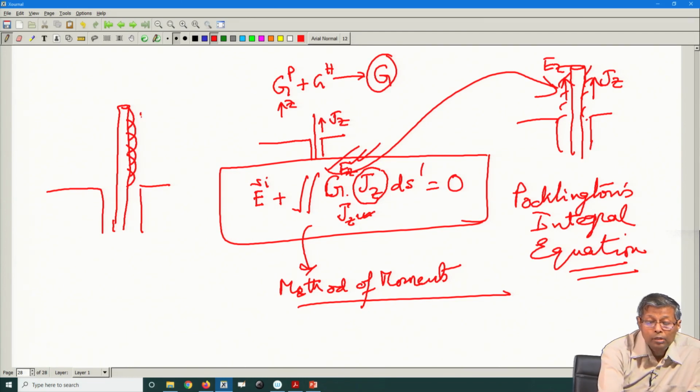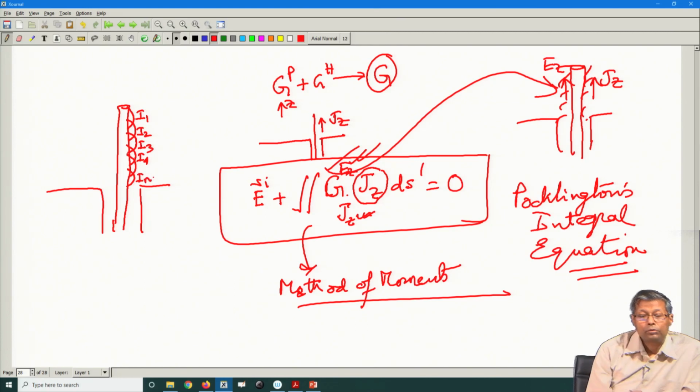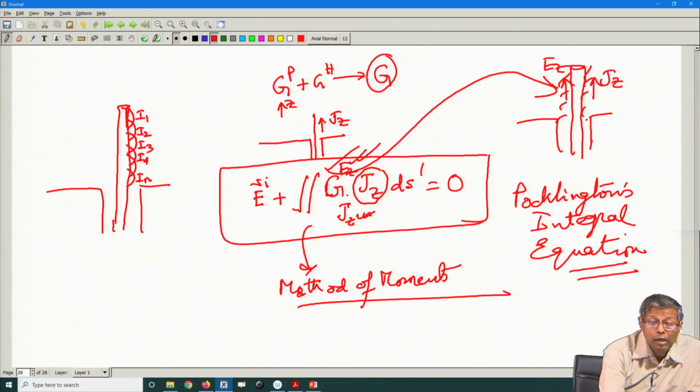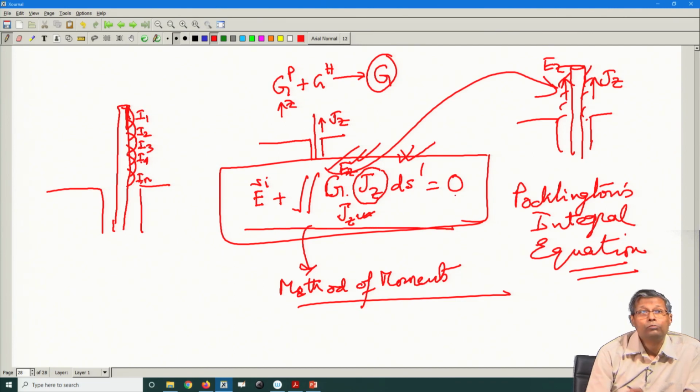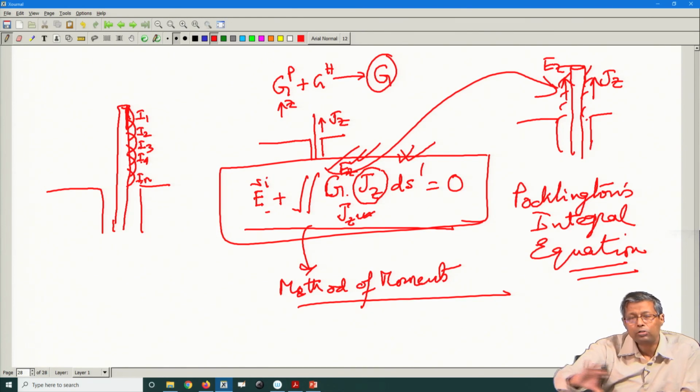So, we evaluate the unknown currents in each of these basis functions by applying the Pocklington's integral equation over each subsection. So, for this subsection, for example, the electric field due to the current I1 plus the electric field due to the current I2 plus due to I3 plus due to I4 plus the electric field due to the current In is going to be 0 added with the incident field. This will give me the first row of the equation.